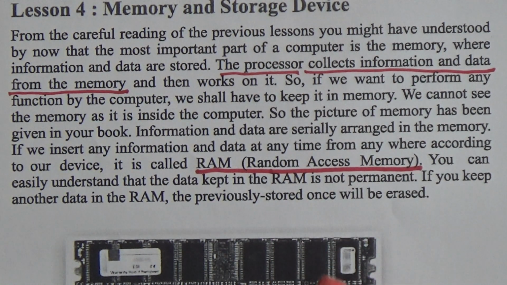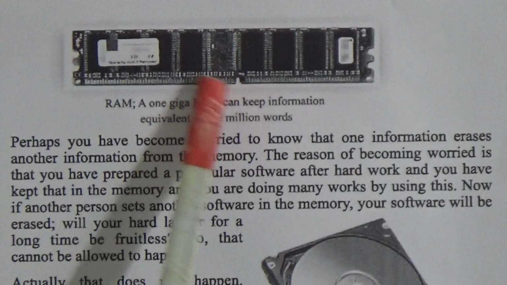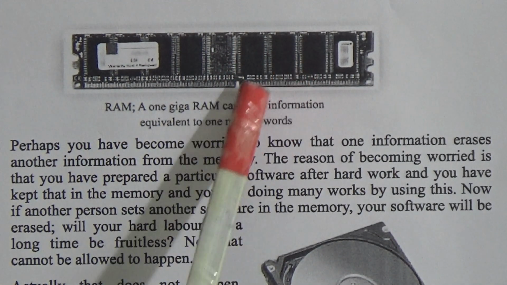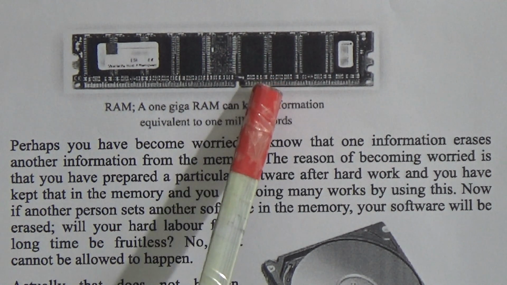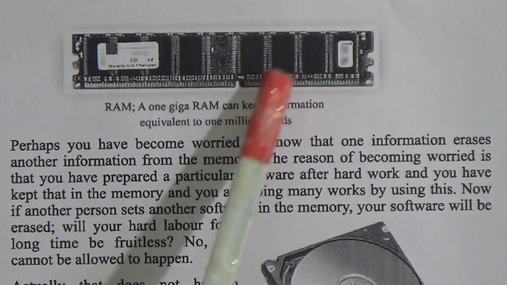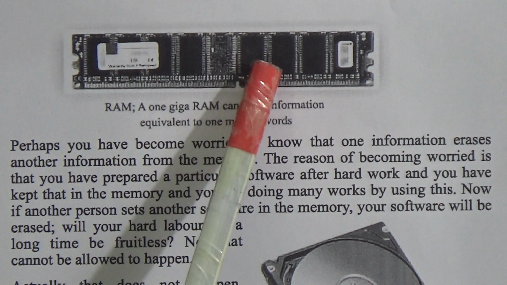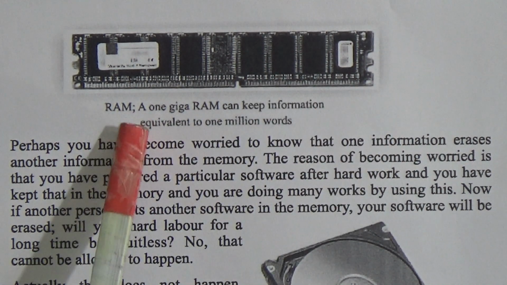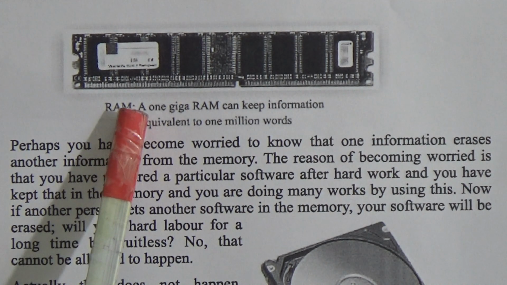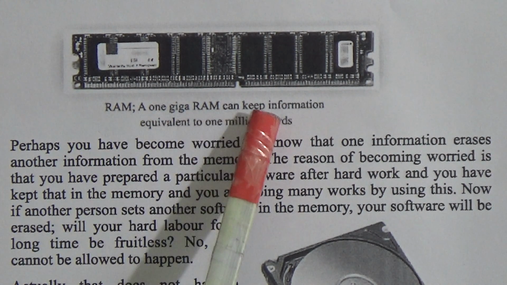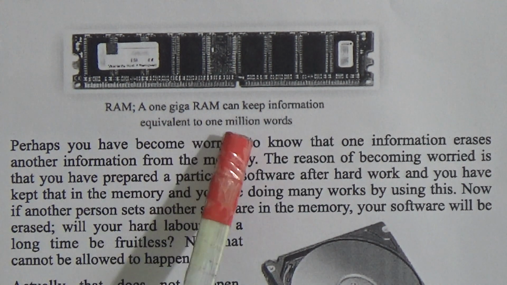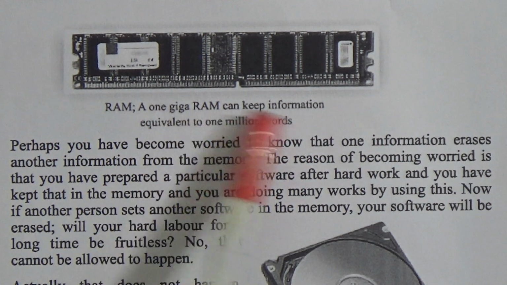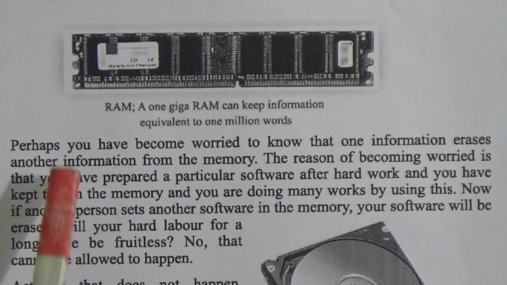Here is a picture about memory. We cannot see it outside. It can store in your computer. RAM, random access memory. 1 giga RAM can keep information equivalent to 1 million words. That means 1 giga RAM equals 1 million words.